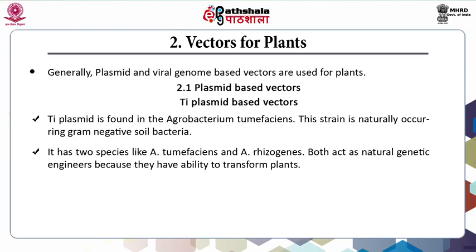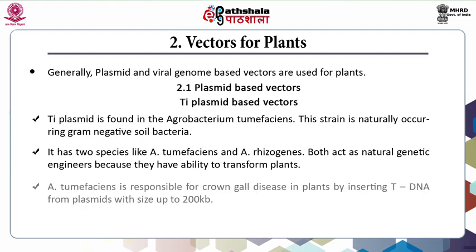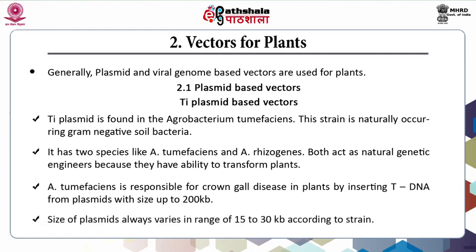It has two species: Agrobacterium tumefaciens and the second one is Agrobacterium rhizogenes. Both of these act as natural genetic engineers because they have the ability to transform plants. Agrobacterium tumefaciens is responsible for crown gall disease in plants by inserting tDNA from plasmids with size up to 200 kb. Size of plasmid always varies in the range of 15 to 30 kb depending upon the strain.